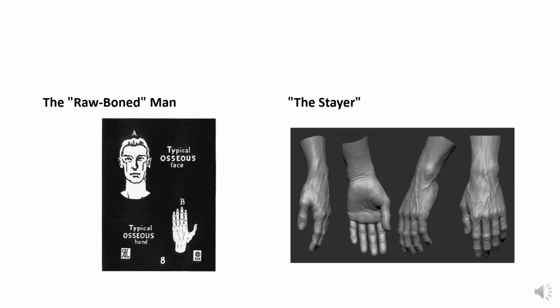Looking at his face, very bony face, raw-boned man, and long, slender, knuckle-filled hands, as you can see. And if you have this summarized in one word, this type is the stayer, the stubborn. It just stays there.